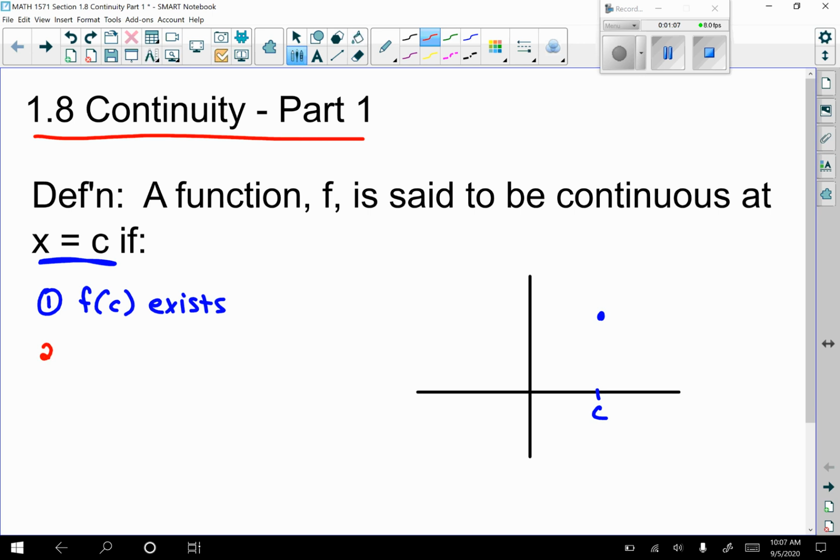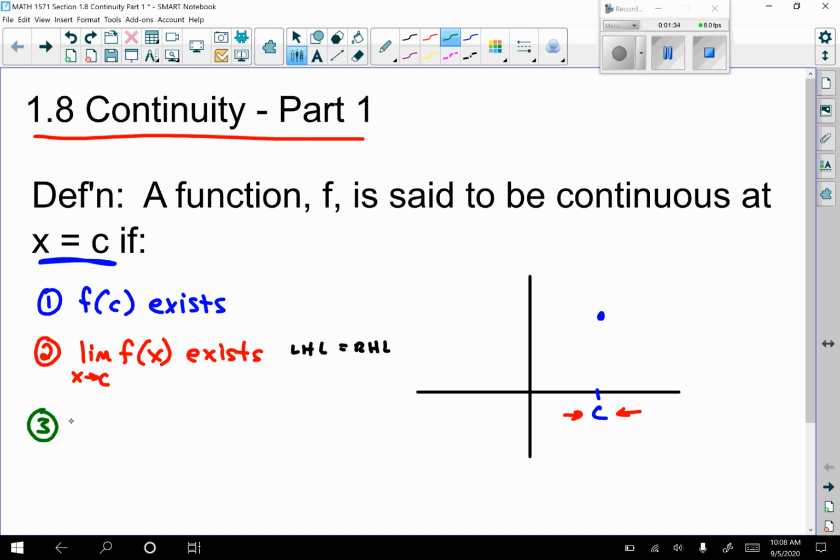The second is saying the limit of f of x as x approaches c also needs to exist. So that means the left-hand limit must equal the right-hand limit. Now, I don't know exactly where this limit is going to be just yet. So right now I'm just saying as I approach c from the left and then from the right, those two values are going to be the same. And what value is that?